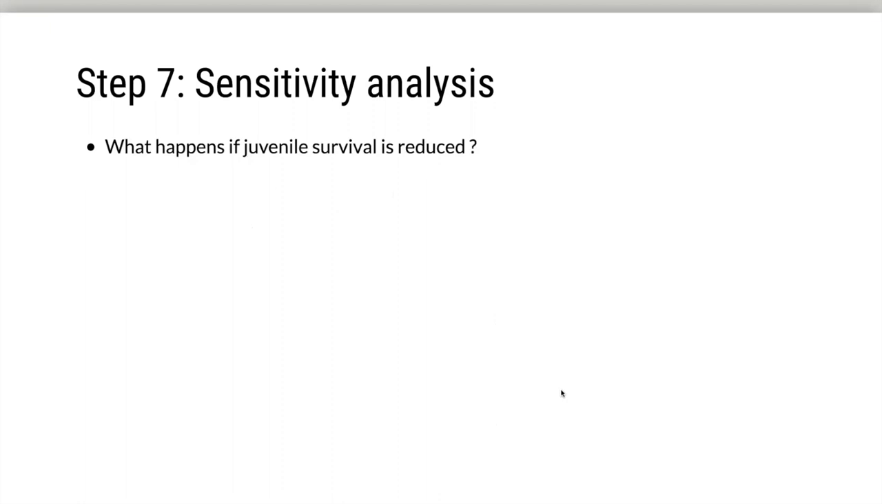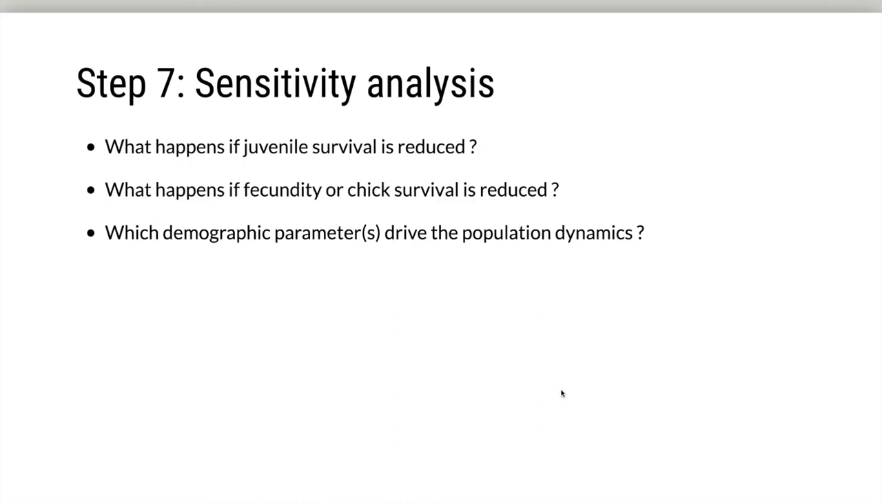We can ask the same question: what if juvenile survival is reduced, or if fecundity or chick survival is reduced? And we can ask the same question for each demographic parameter. Okay, and that's going to give us an idea of which compartment or which demographic parameter is the most important and drives the population dynamics. And that's on this one we want to focus our management actions when possible.